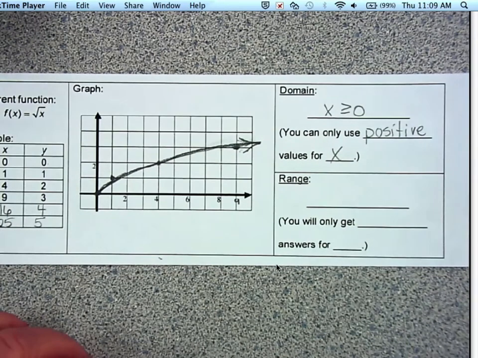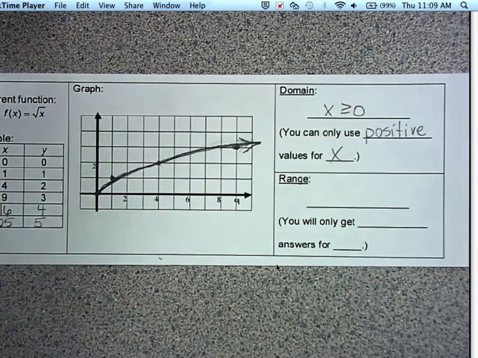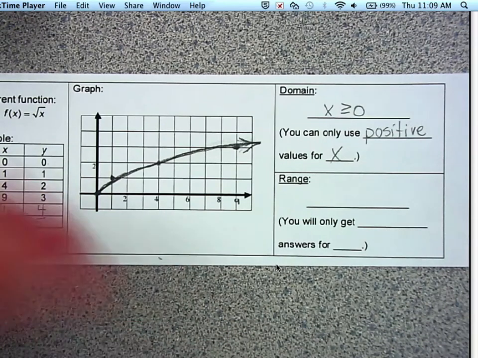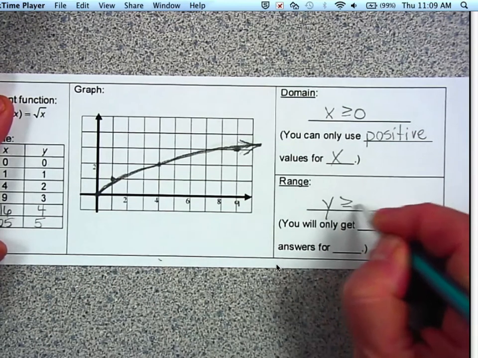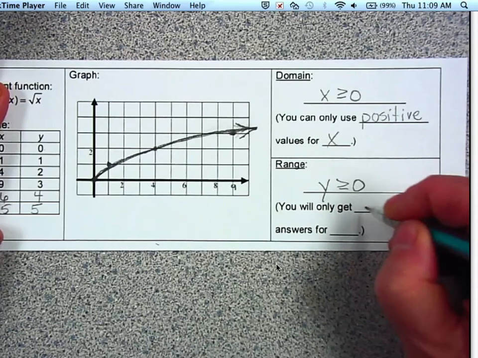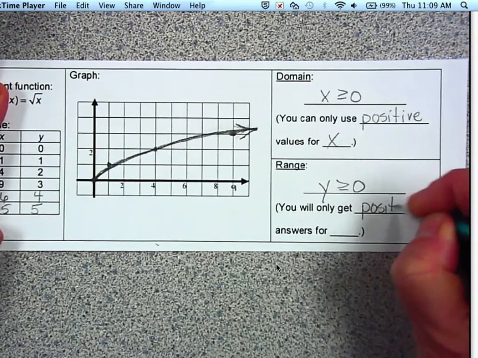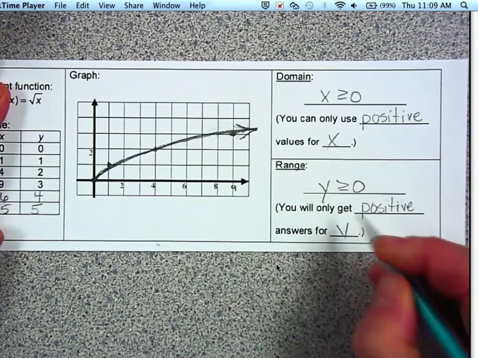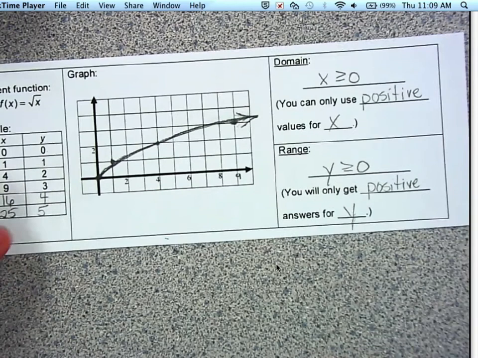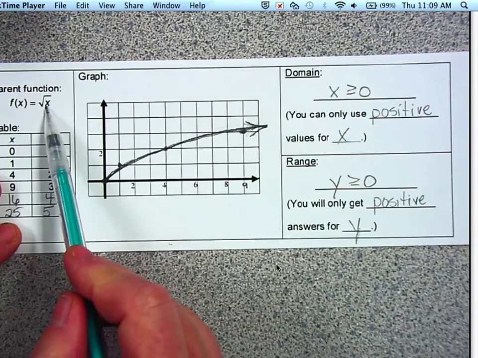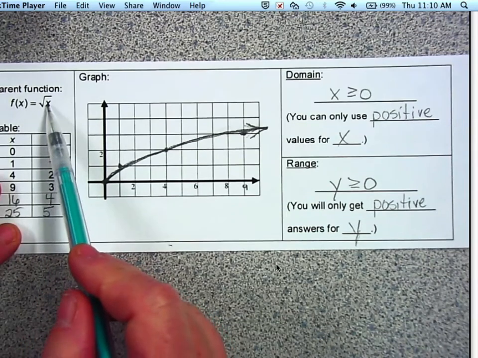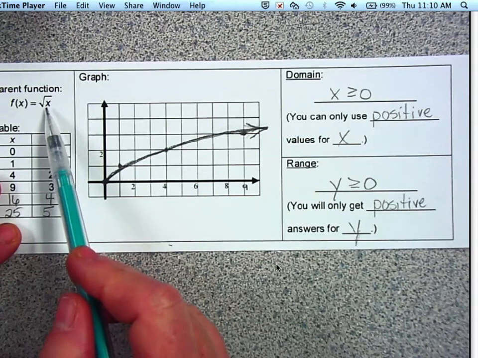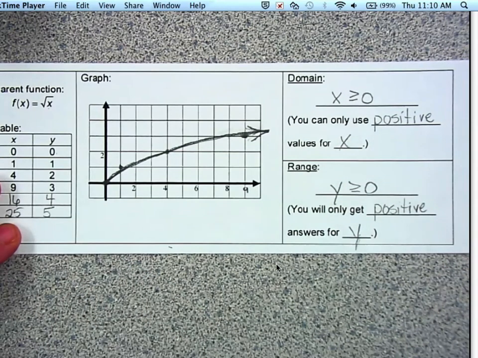Now the range is from bottom to top, so where does the range start? Greater than or equal to 0. Good, very good. And you will only get positive answers for y, because if you put in something positive for x, you get a positive answer. What if you put a negative in here? It'll be imaginary. You get the square root of a negative, and that's why we don't have any negatives.